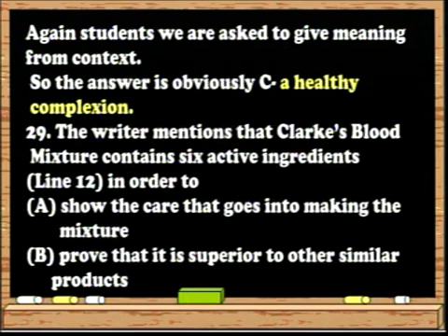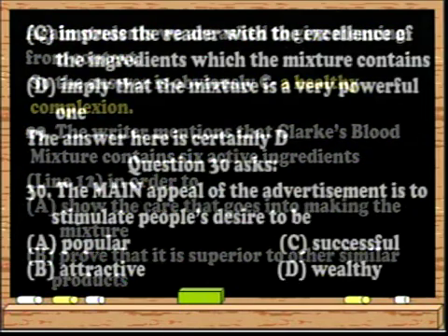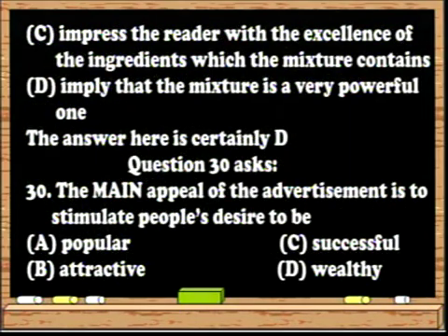29. The writer mentions that Clark's blood mixture contains 6 active ingredients in order to A. Show the care that goes into making the mixture, B. Prove that it is superior to other similar products, C. Impress the reader with the excellence of the ingredients which the mixture contains, and D. Imply that the mixture is a very powerful one. The answer here is certainly D. Imply that the mixture is a very powerful one.